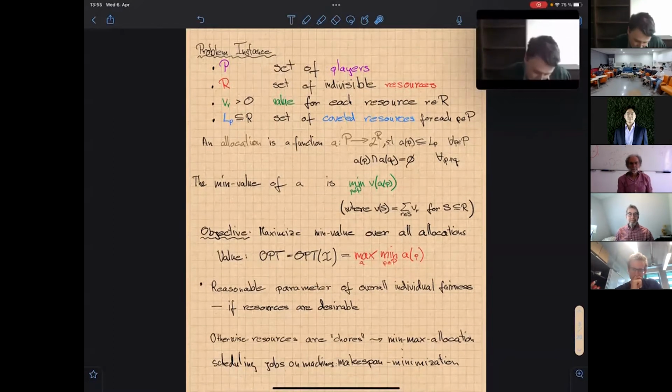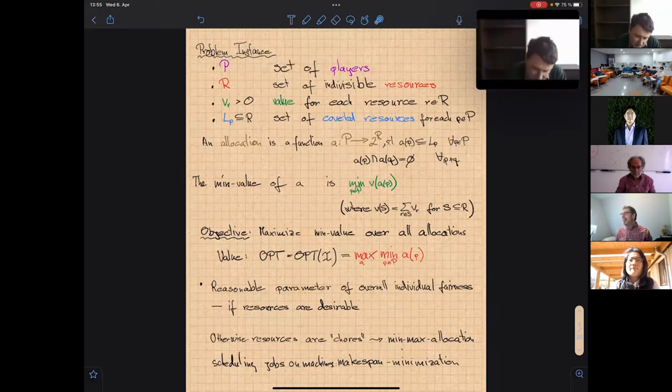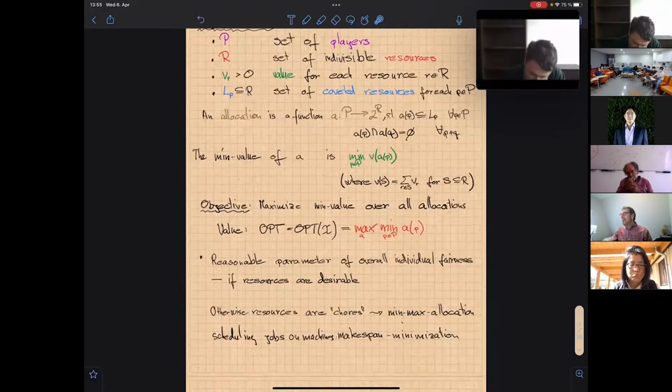One could argue to some extent that this is a reasonable parameter of overall individual fairness. If these resources are desirable, there is a sort of dual of this problem, when we can imagine the resources more like chores or jobs, when we would rather want to minimize the maximum. This is the typical example when we schedule jobs on machines, the classic makespan minimization problem.